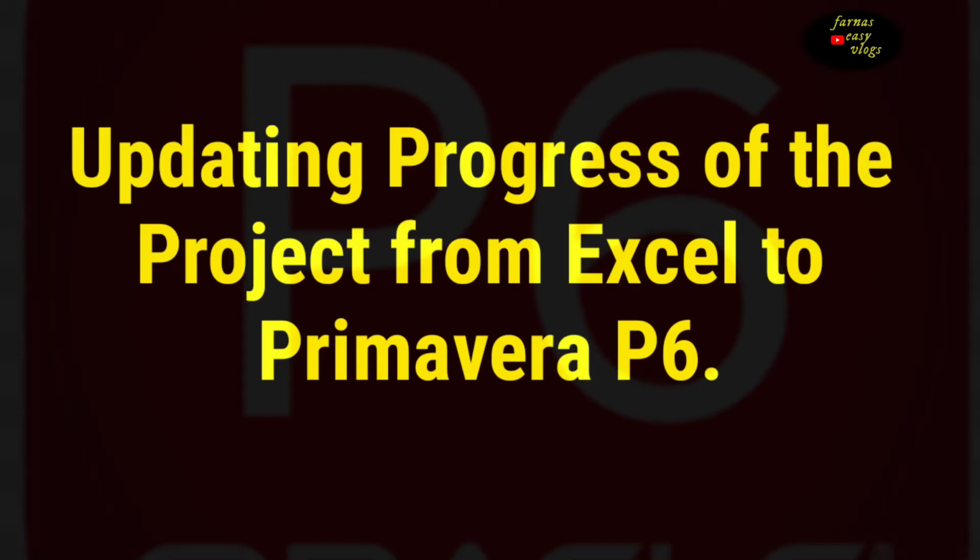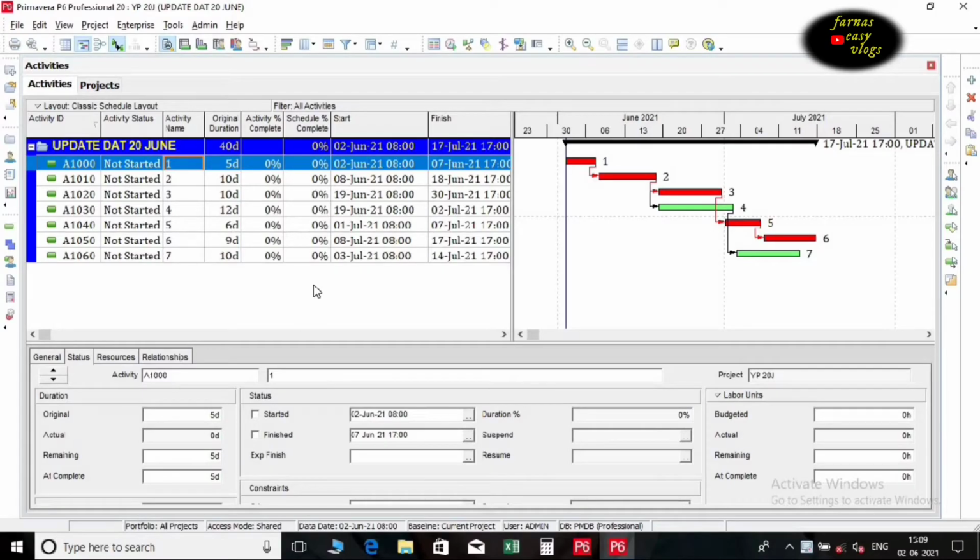In this tutorial I will show you how to update the progress of the project from Excel to P6. Normally we will update the progress from Primavera itself, but it is a lengthy process and takes a long time to complete. By using this method we can easily update the project and save a lot of time.